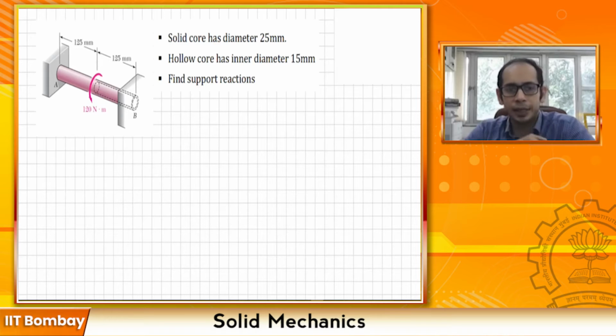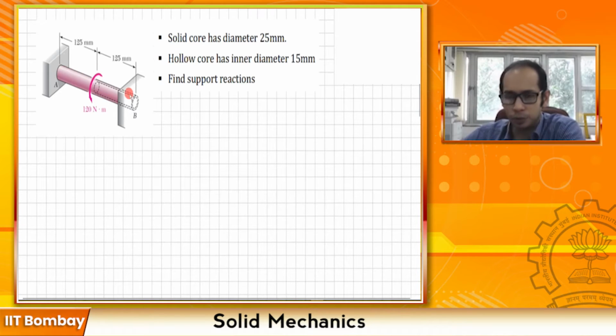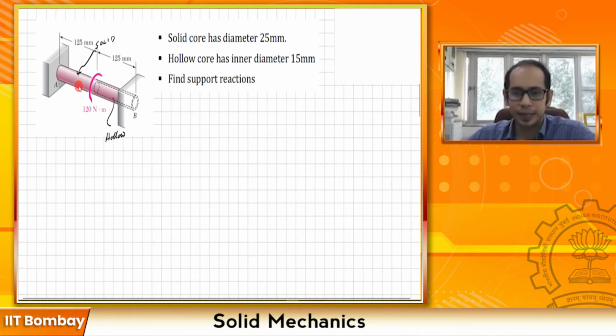So this application example is an indeterminate structure which is subjected to an internal torque, as you can see in the figure over here. You have this shaft from A to B, part of which is solid and part of which is hollow. So maybe we just go ahead and mark that. This is the solid part and this is the hollow part, right? Exactly at the center of this length of 125, you have a torque of 120 Newton meters.